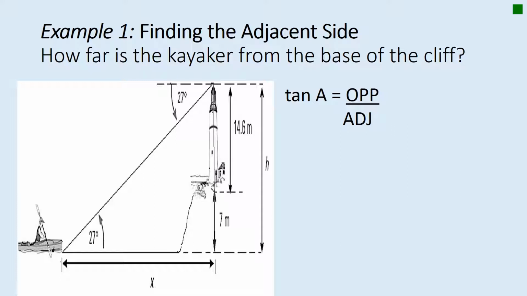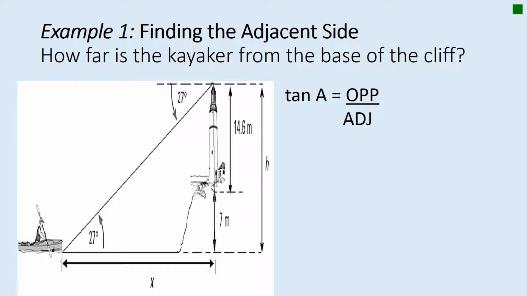Okay, so let's do an example. So it says find the adjacent side. How far is the kayaker from the base of the hill? So I put in our tan, I've just called it tan A equals opposite over adjacent. Now, what numbers am I going to put in here? Take a minute and think about it there.